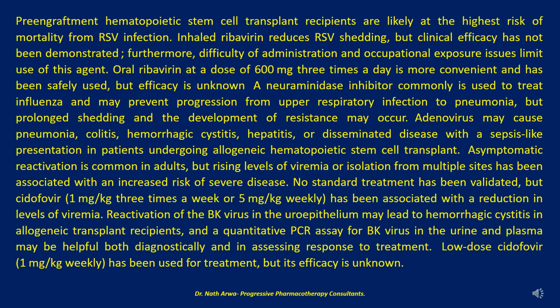Reactivation of the BK virus in the uroepithelium may lead to hemorrhagic cystitis in allogeneic transplant recipients, and a quantitative PCR assay for BK virus in the urine and plasma may be helpful both diagnostically and in assessing response to treatment. Low-dose cidofovir, dosed at 1 mg per kilogram weekly, has been used for treatment, but its efficacy is unknown.